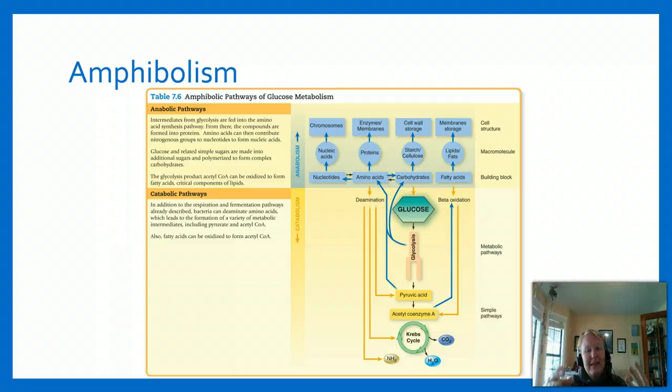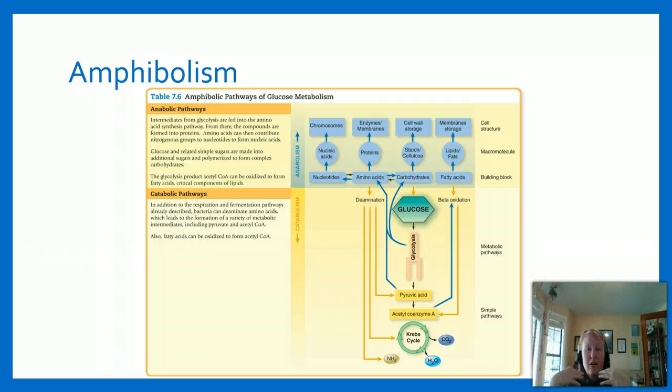So the last thing for this topic is amphibolism. This is the term that is used to describe all of the pathways of metabolism in the cell. This is a combination of anabolic pathways and catabolic pathways. And as you can see from this picture, and I don't expect you to know the whole picture or be able to recreate it, I just want you to understand that the cell has the ability to stop processes from where it needs to be.